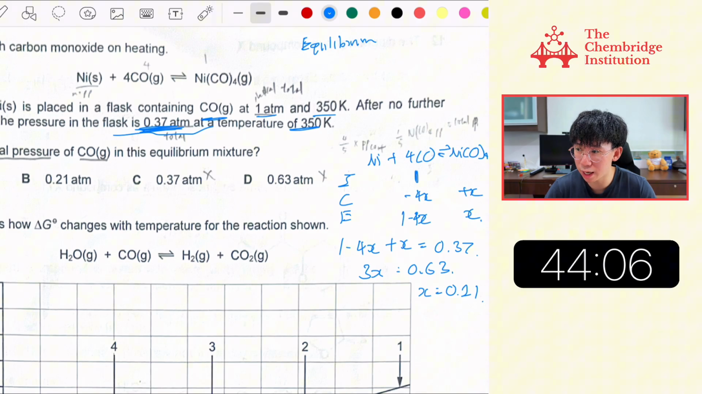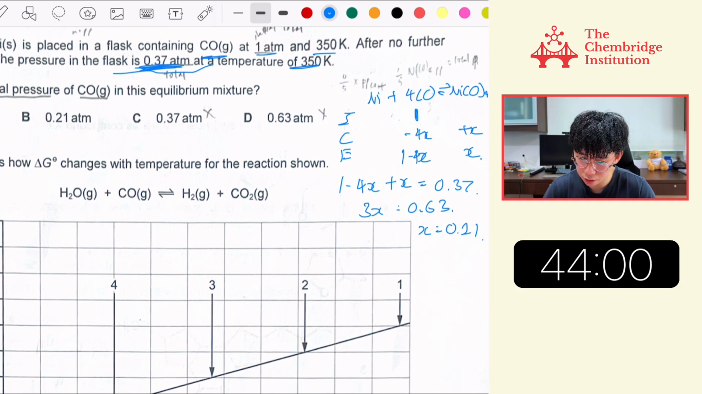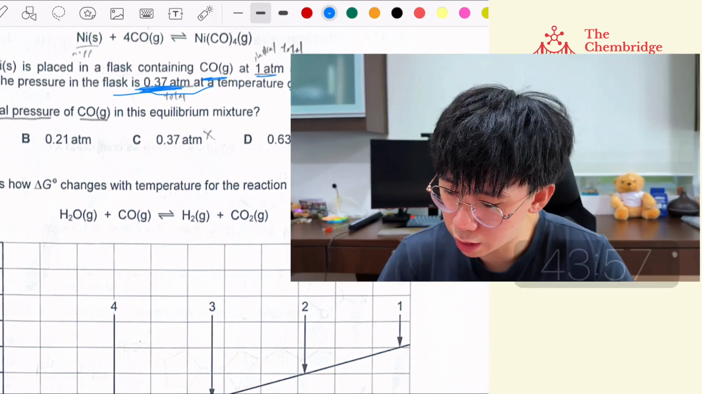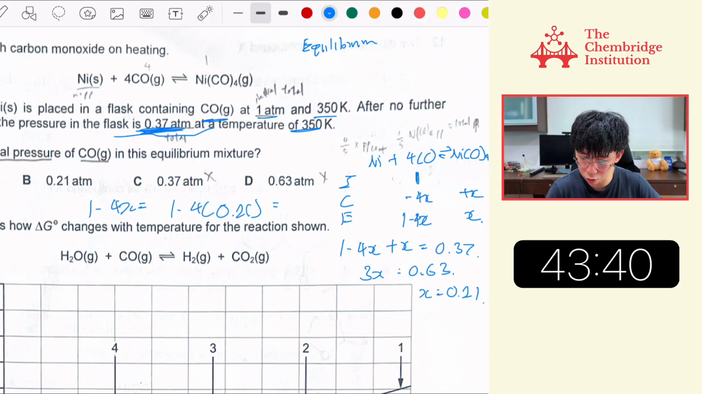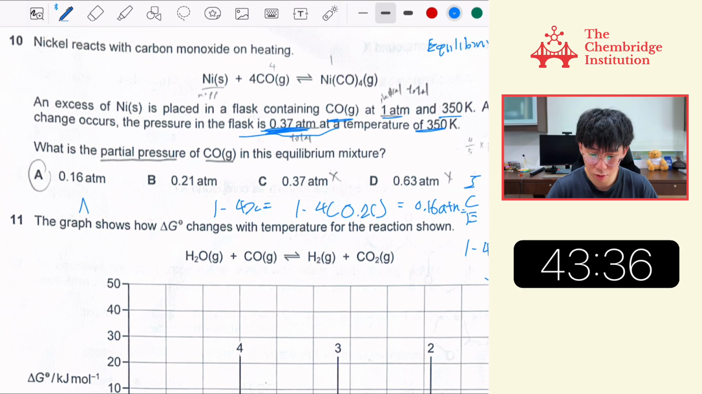So x equals 0.21. So what's the partial pressure of CO gas in the equilibrium mixture? So it's just 1 minus 4x, right? So it's just 1 minus 4 times 0.21. This equals 0.16 ATM. So this looks like A. Yeah, I would pick A.